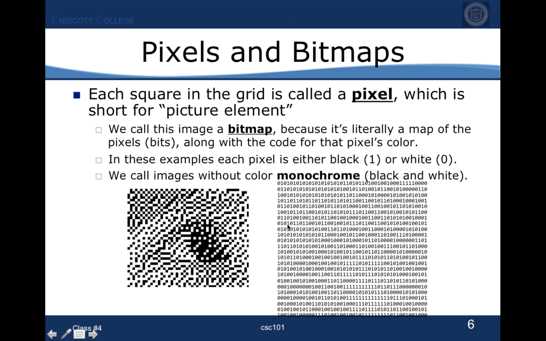And I don't know how many there are here, 100 or 200, maybe a couple hundred zeros and ones. That comprises the bitmap. And that would also be equivalent to how many bits, in this case anyway, you'd need in order to store this image of a sort of boxy eye. Monochrome is just a fancy word for black and white, including shades of black and white.